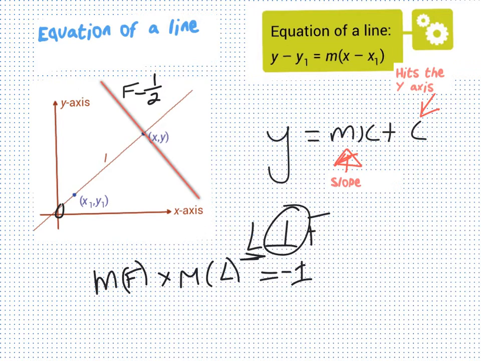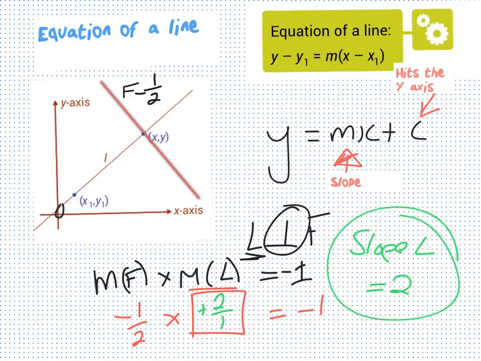That is the rule. So we're not told the slope of L, but we know the slope of F is -1/2. So -1/2 multiplied by what would give me -1? There's a nice easy way to do this: you simply turn the fraction upside down and change the sign. So it would be a plus 2/1, which is 2. So I could say here the slope of L is equal to 2. And that would help me figure out the equation. I'll be on the first step to doing that.